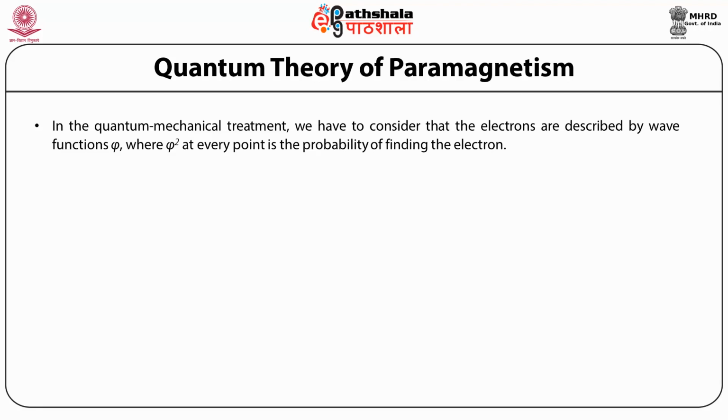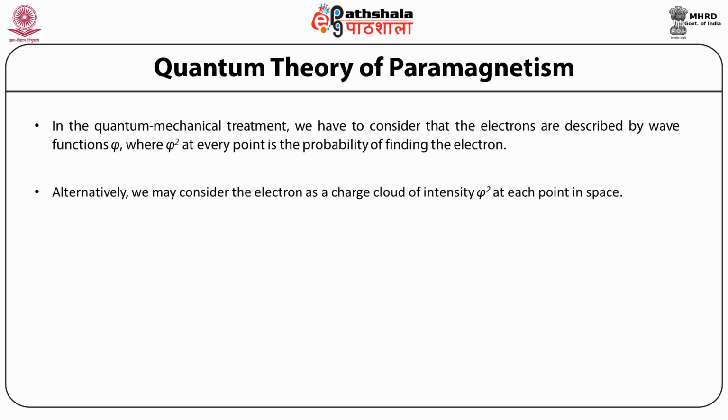Quantum theory of diamagnetism. We already know that from the classical theory of diamagnetism, susceptibility comes out to be negative and independent of temperature, and it comes mainly from the induced orbital angular momentum of the electron. Now in quantum mechanical treatment, we have to consider that electrons are described by a wave function phi, where phi square at every point is the probability of finding the electron. Alternatively, we may consider the electron as a charge cloud of intensity phi square at each point in space.